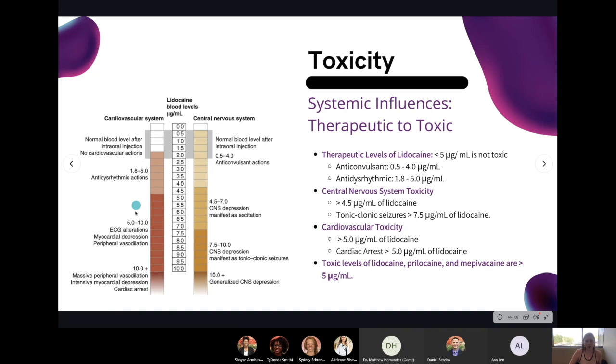So, toxic plasma levels vary based on the anesthetic used. This is just talking about lidocaine blood levels. As we saw previously with injecting in the periphery, there are different amounts of local anesthetics related to toxicity reactions depending on where it's injected. However, in general, it did seem that lidocaine, prilocaine, and mepivacaine specifically had toxicity levels above 5 micrograms per milliliter as well.